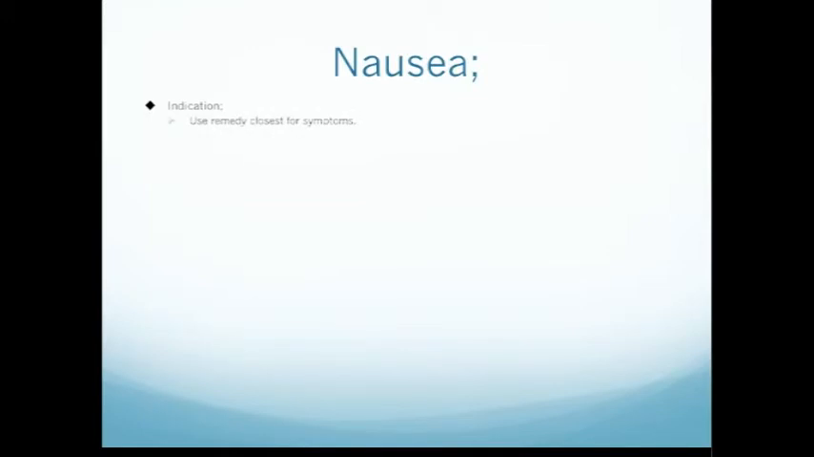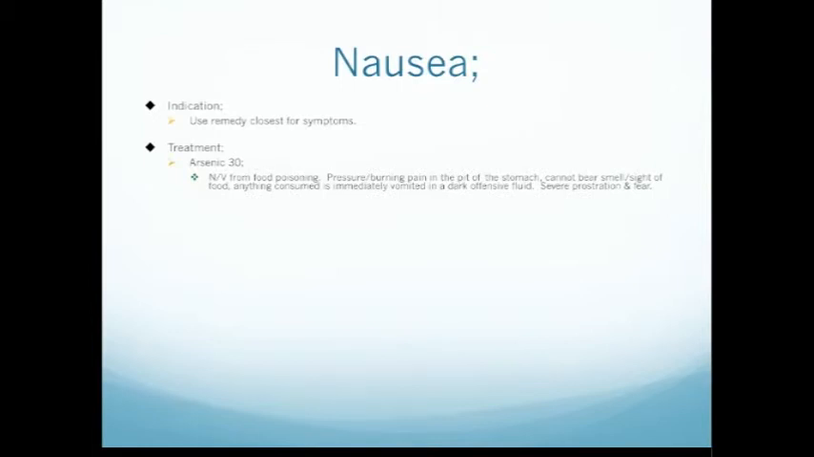Nausea. This is a long-standing problem that bothers all of us from time to time. Use the remedy that most closely fits the symptoms that you have. Treatments include Arsenicum 30 with nausea and vomiting from food poisoning, pressure and burning in the pit of the stomach. One cannot bear the smell or sight of food. Anything consumed is immediately vomited in a dark, offensive fluid. There may be severe prostration, exhaustion, and fear.